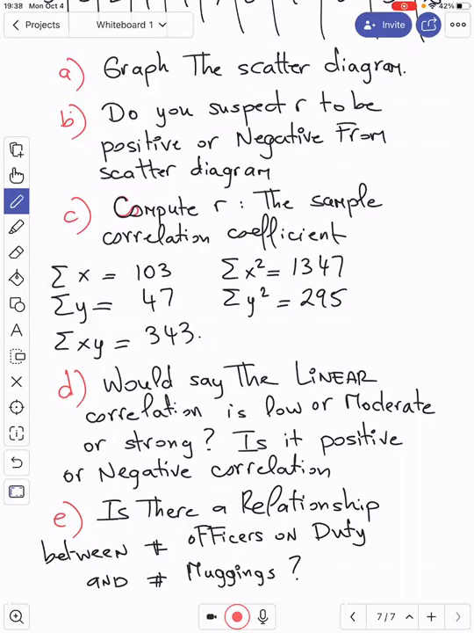All right, guys. Well, I'm going to give you some time to think about this exercise. For the scatter diagram, all you have to do is plot the data pairs, the points, and then you have to compute this coefficient R. Okay. So I'm going to give you some time to think about this.